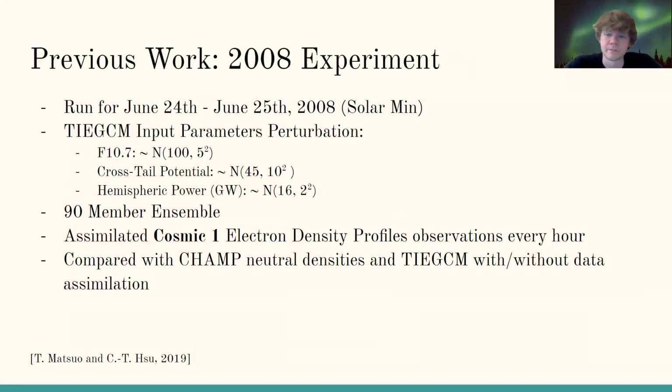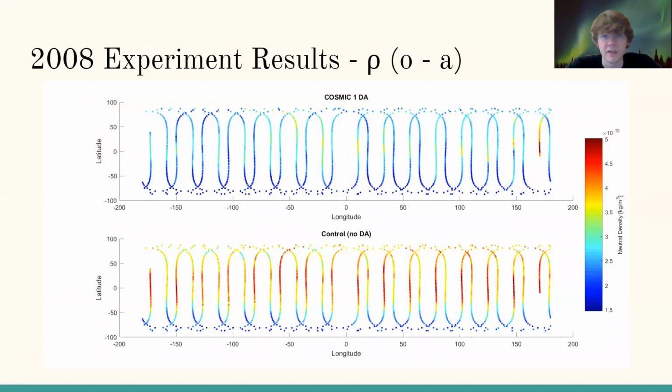data assimilation was performing. So now, results from the experiment can be seen here with the O minus A being plotted, where the O observations are neutral density observations from CHAMP, and then the A is the analysis updated neutral densities that TIEGCM provided. Now, we'll note that only COSMIC1 data was assimilated, and CHAMP provided an independent observation source in order to verify how well the assimilation worked.